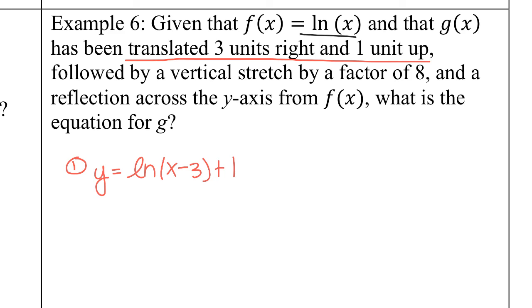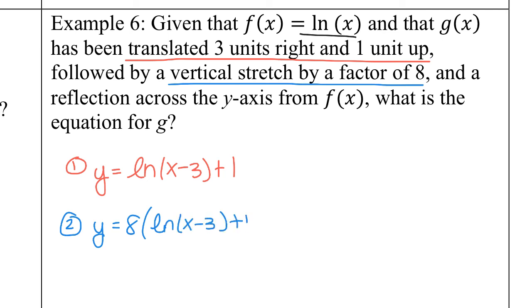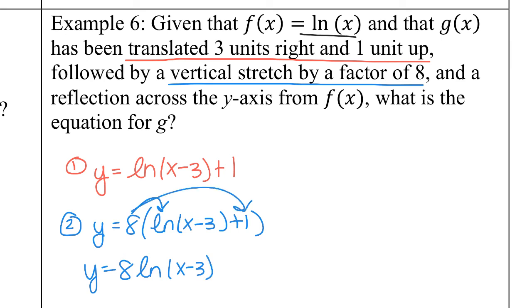Then we're followed by a vertical stretch by a factor of 8. That's your a. And again, a is multiplied to the entire function. Everything that's there gets multiplied by 8. So 8 times a natural log is just 8 natural log of x minus 3. Then 8 times 1 makes 8.